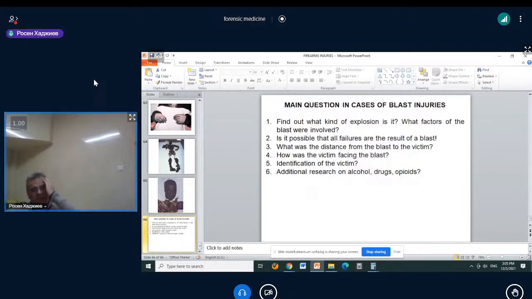Which are the main questions? What is the type of explosion? What factors of the blasts are damaging factors? Is it possible that all failures are the result of blasts? What is the distance between the body and the blast? Which part of the victim has been turned to the blast?